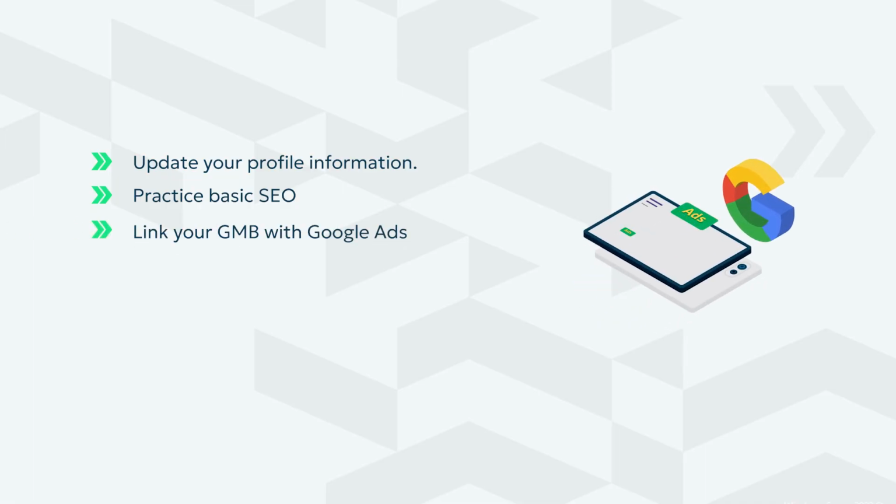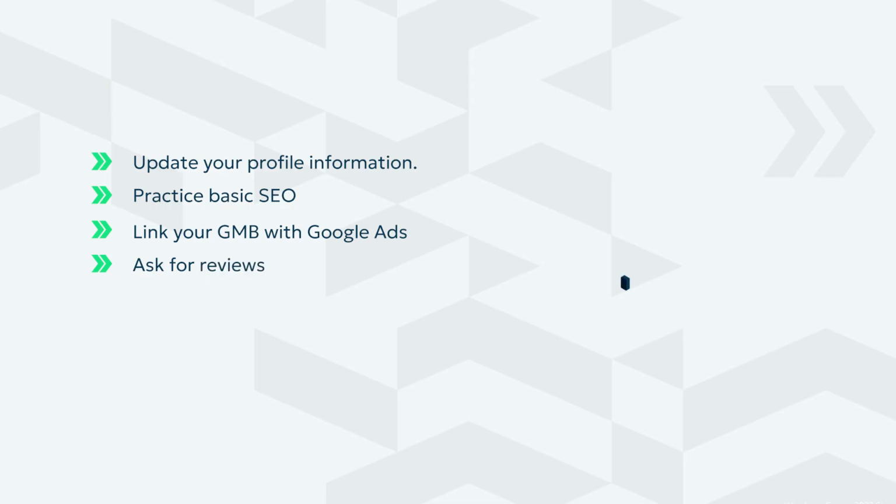Link your GMB with Google Ads. Smart campaigns let you run location-based ads. You can't control where they appear, but this increases your odds of showing up higher. Ask for reviews. Don't wait for reviews, ask for them. Do this right after a positive experience, especially if you're tracking CSAT or NPS scores.